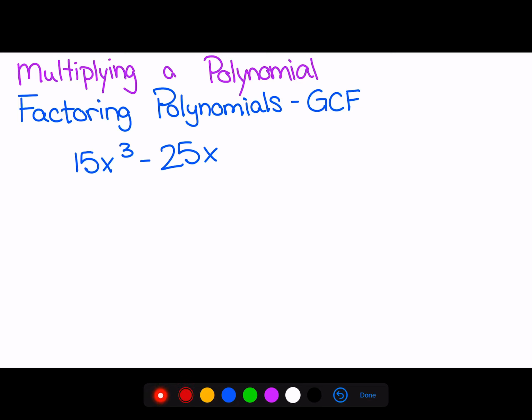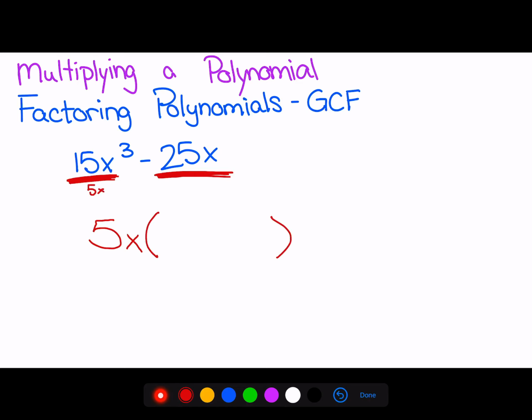So for this first one, 15x cubed is one of my terms. 25x is my second term. The biggest number that goes into both of these, that is the same number, is 5. Do they both have a variable that is common? Well, yes. This one has x cubed, this one has x. So I can also take out an x. So my GCF is 5x.